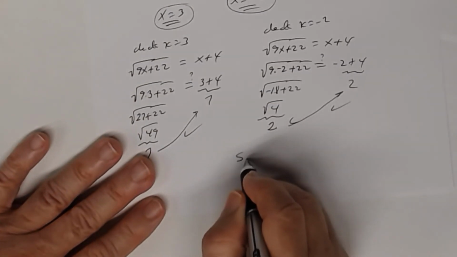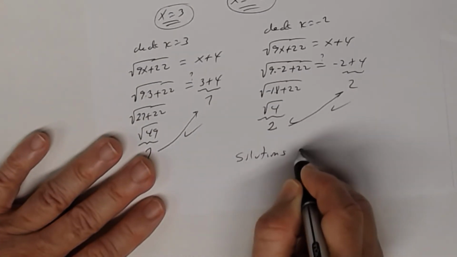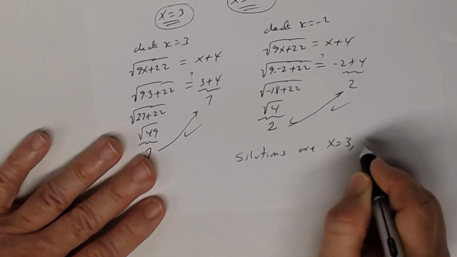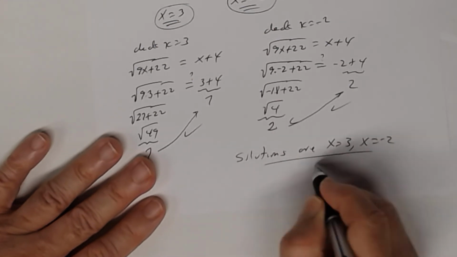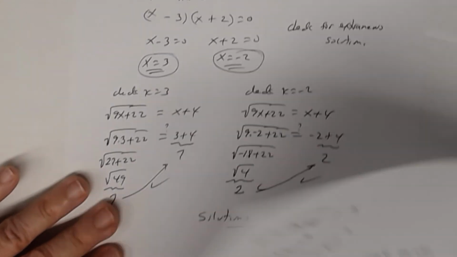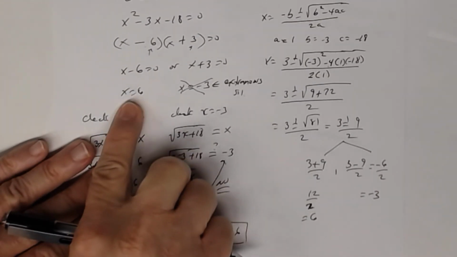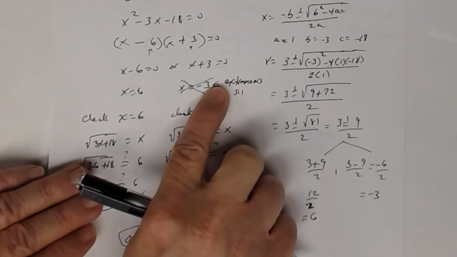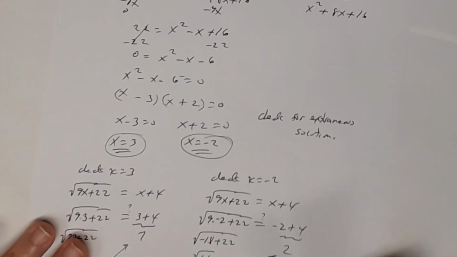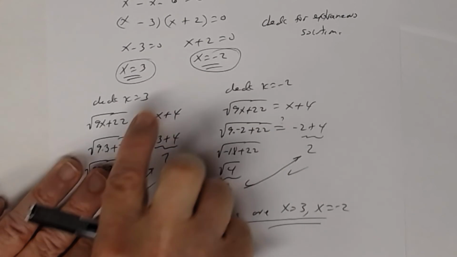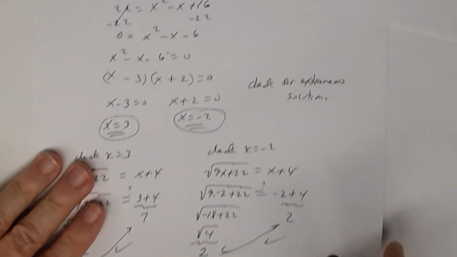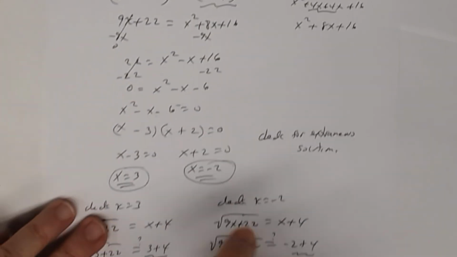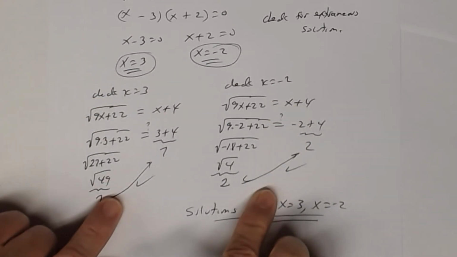So your solutions are x equals 3 and x equals negative 2. Over here, remember, there was only one solution. One of these did not work, right? So this one was extraneous. So here you don't have any extraneous solutions. Both of those are solutions to the original equation. We just verified that right here.